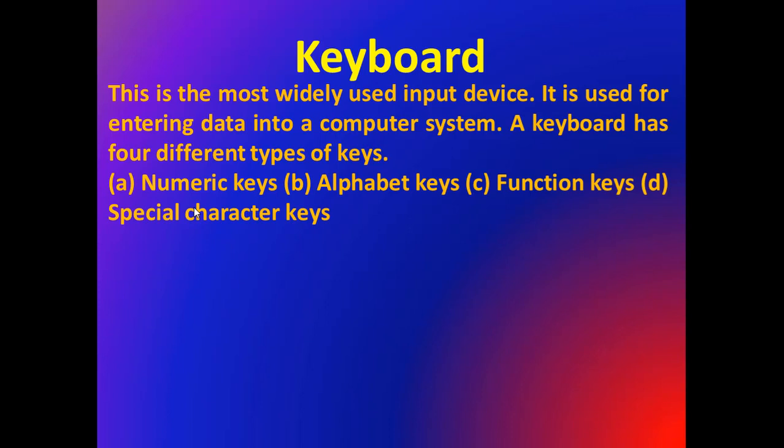A keyboard has 4 different types of keys. How many types of keys in a keyboard? 4 types. Numeric keys 0 to 9, alphabet keys A to Z, function keys F1 to F12. These are total 12 keys. Special character keys, your space, your enter, your other symbols are also included in special character keys.